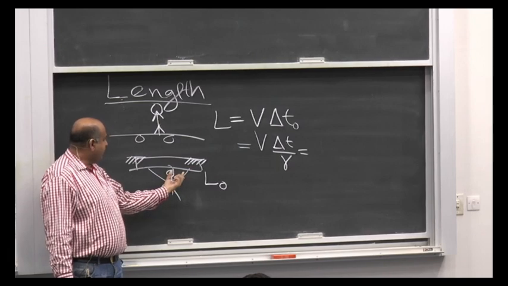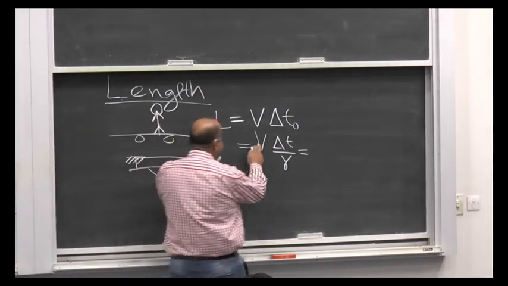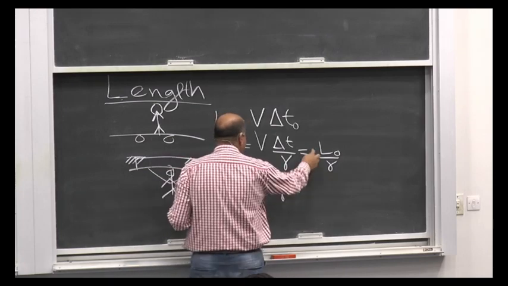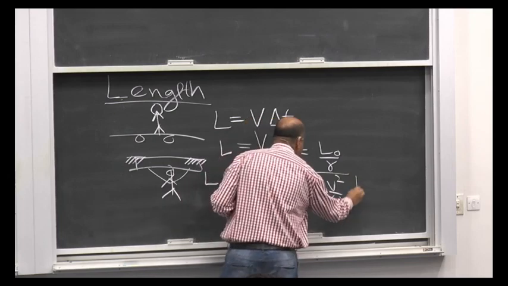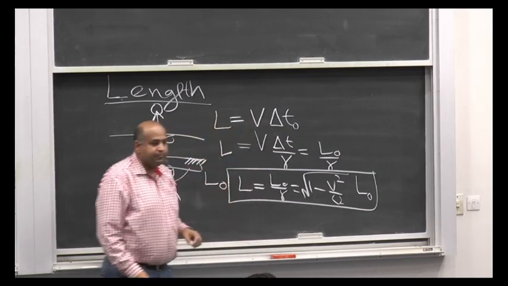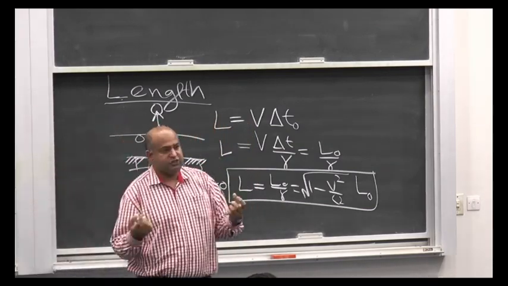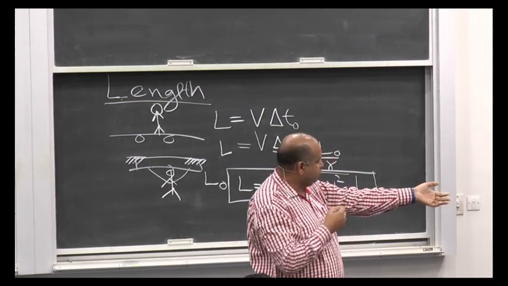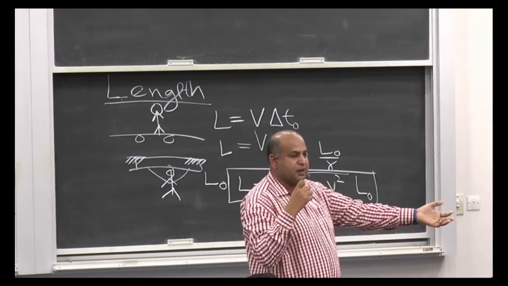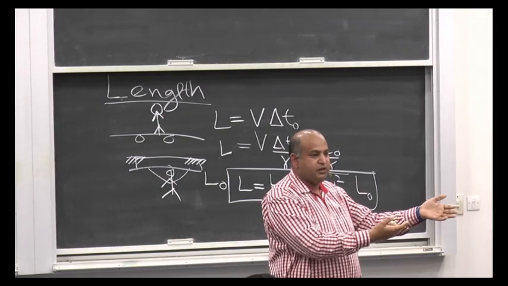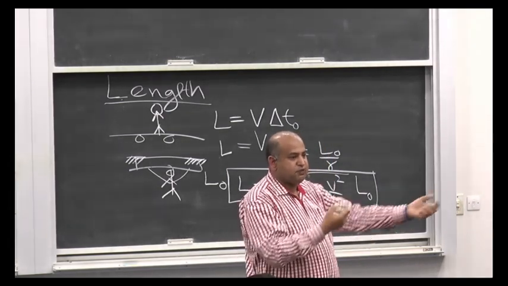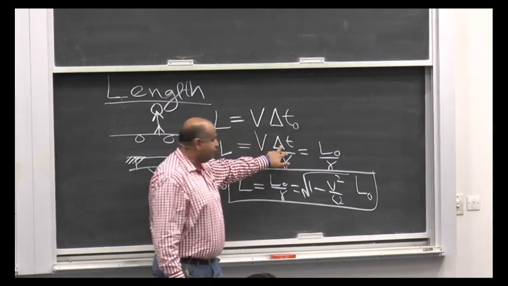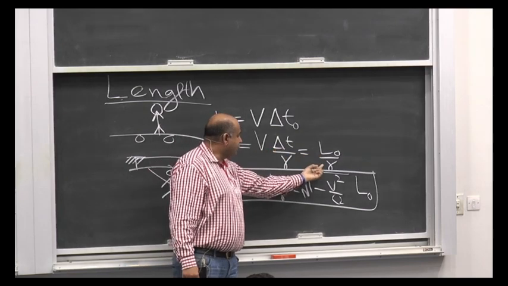So for him, the length is L naught, V into delta T. So this V delta T is L naught by gamma. So L is L naught by gamma, and 1 over gamma is square root of 1 minus V square over C square. Because for a person standing at the railway station, the length is from where the torch was here to the point where the torch was here. So I'm also standing here, when I see the torch here, I start my stopwatch, and when the torch is here, I stop it and compute my time interval. But for me, the time is not proper, because one event happened here, the other event happened here. For Bob, that's why it's delta t. And for Bob, the length is V delta t, L naught by gamma.